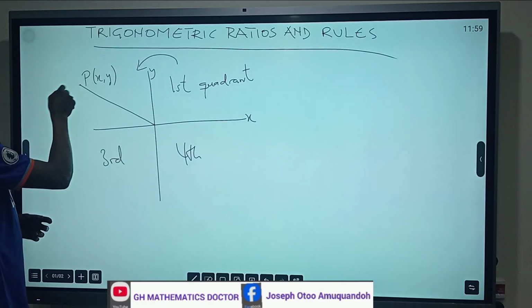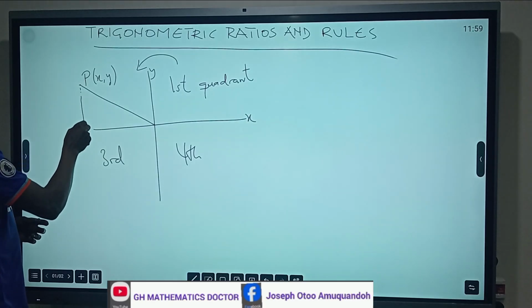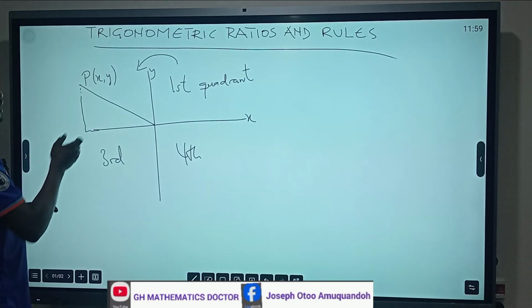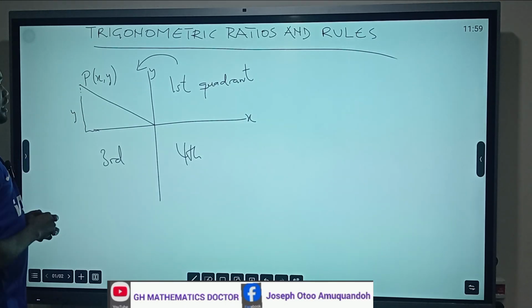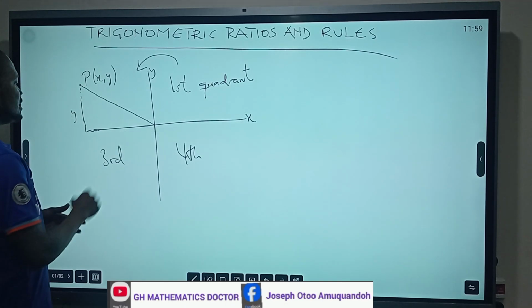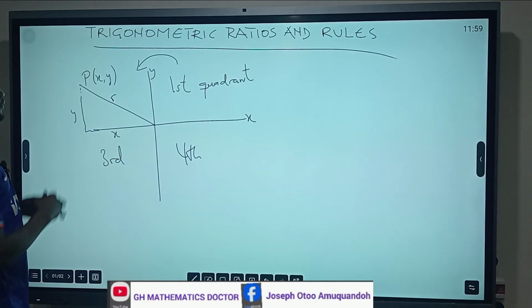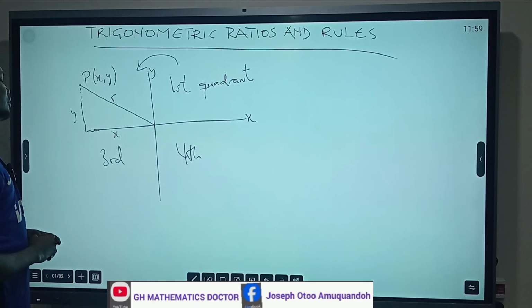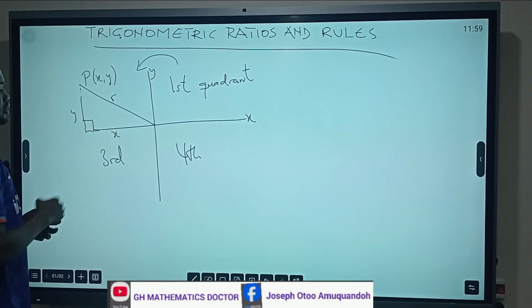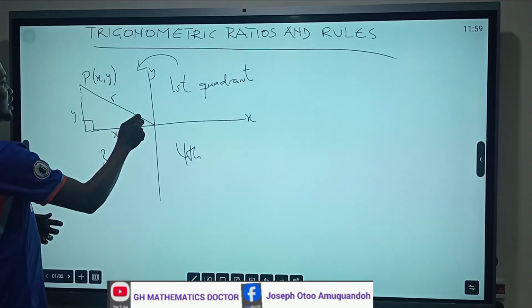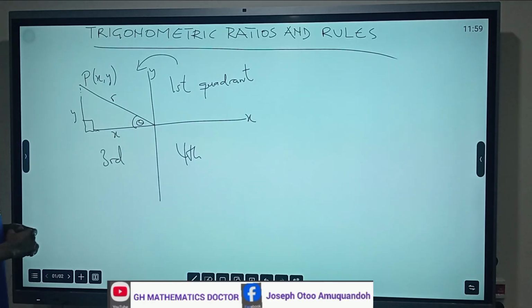Now this straight line here, we are going to complete to form a complete triangle. So over here, we know the vertical line is our y, and the horizontal line will be our x. This will be our r. And we have a picture of a right angle triangle. So we have the 90 degrees angle located here, and we are using the angle at the x-axis as our unknown angle, theta. Now we are going to use this triangle to generate the first 3 trigonometric ratios.